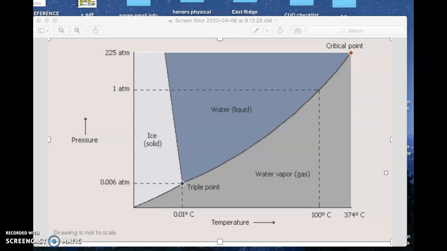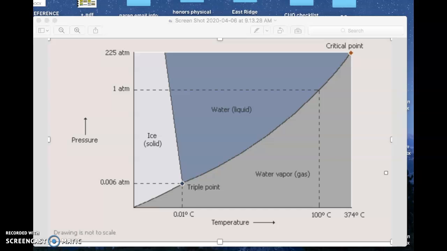Okay? The other thing I want you to notice is the triple point at 0.006 atmospheres at 0.01 degrees Celsius. That's when all 3 phases of matter are showing up at the same time in equal amounts. That's the big key. It's all in equal amounts.